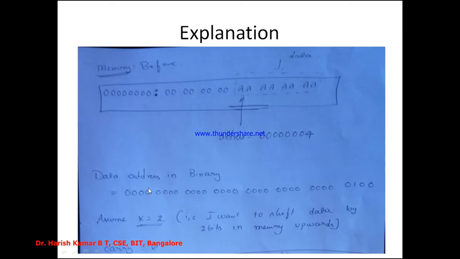This is 0 and 0. This is 0, 4 zeros again. For this, 0, 4 zeros again. For this, 0, 4 zeros again. And the last 4 bits are 0 1 0 0.